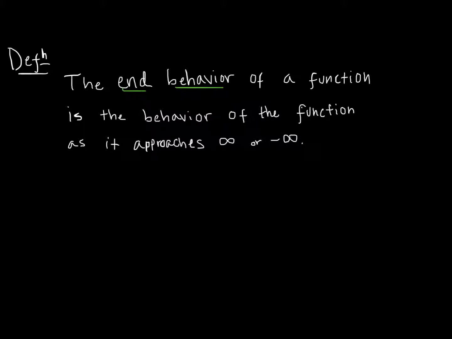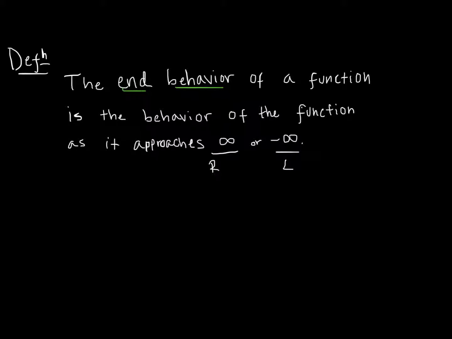Okay, so the end behavior of a function is simply the behavior of the function as it is approaching either infinity or negative infinity. Approaching positive infinity means you're moving towards the right, and approaching negative infinity means you're moving towards the left. We're talking about the x-axis here. Important to note that this is referring to the x-axis, so add that into your notes. Approaching positive infinity would be the right end behavior, and approaching negative infinity would be the left end behavior.